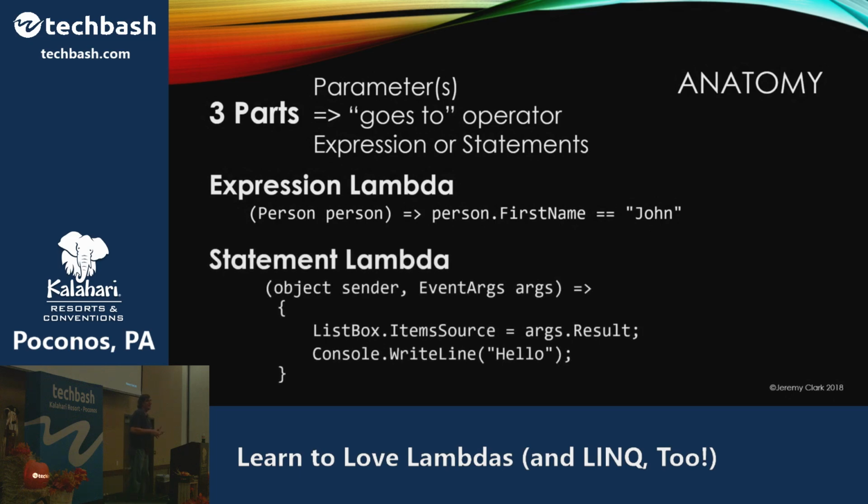A statement Lambda does not return a value. It performs some kind of work. So in this case, I'm assigning something to a list box and then outputting hello to the console. So I'm either returning a value or performing some type of action, and those are the 2 types of Lambda expressions that we have. Now when we look at these and we see the parameters, in this first case person, then the goes to operator, and then the body of the Lambda, this actually looks pretty readable.